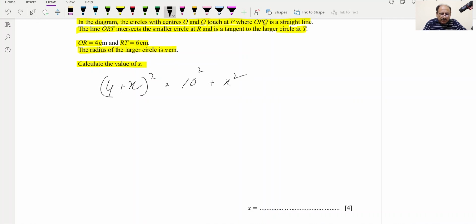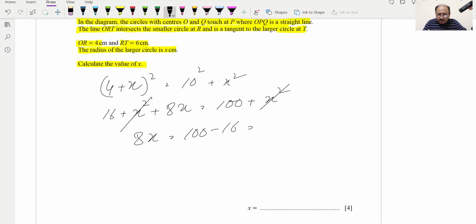we can open the bracket, so it will be 16. (a plus b) whole square will be equal to a square plus b square plus 2ab. So 16 plus x square plus 8x (4 into 2 will be 8x) is equal to 10 squared, which is 100 plus x squared. Now x squared we can cancel from both sides. We will get 8x is equal to 100 minus 16, and 100 minus 16 will be what? 100 minus 16 will be 84.